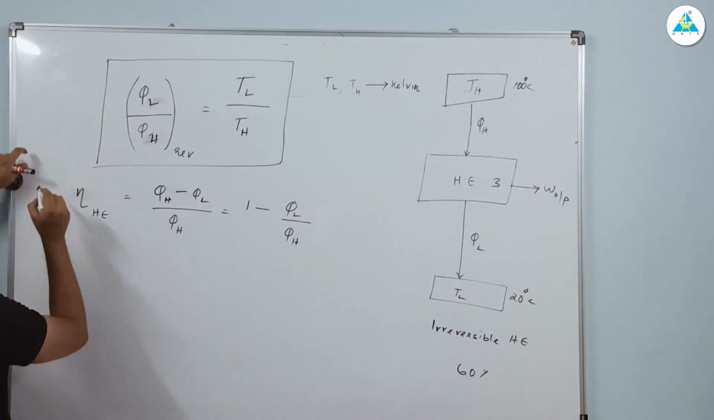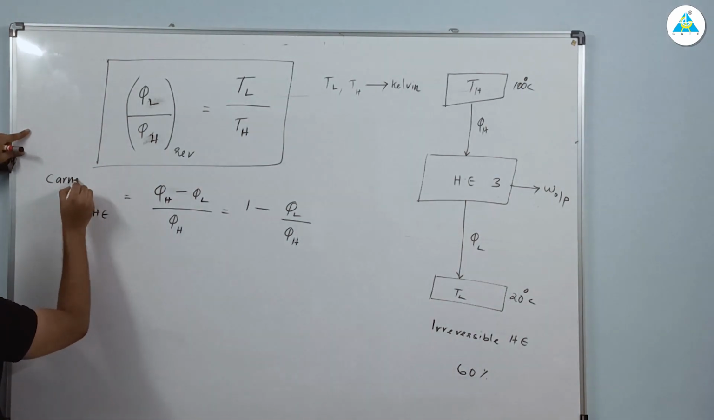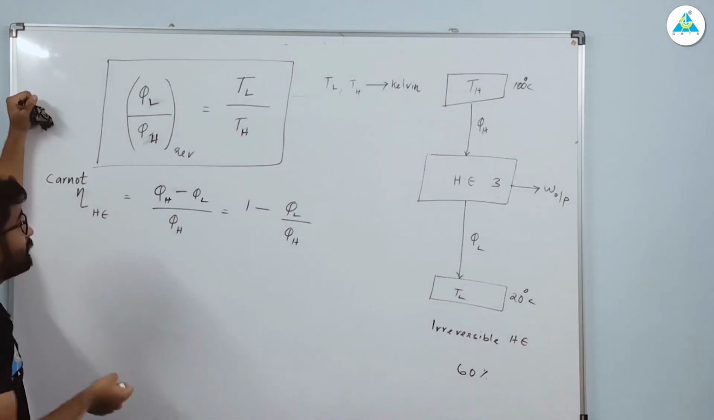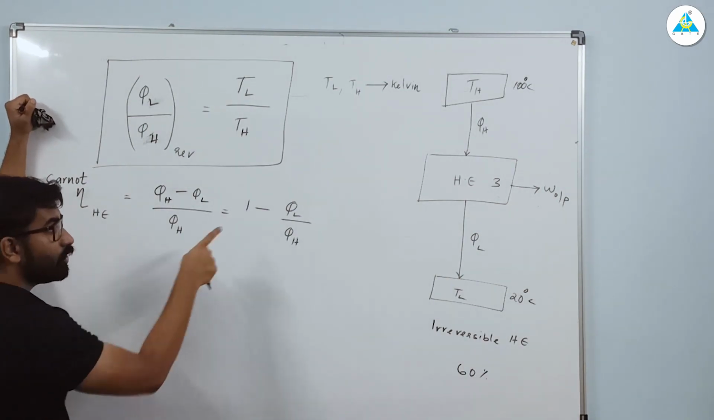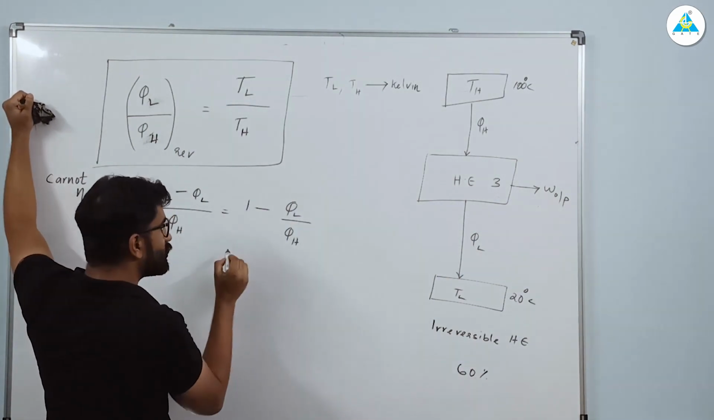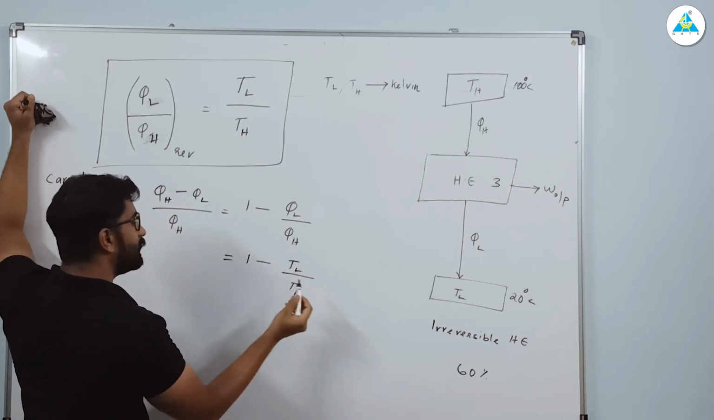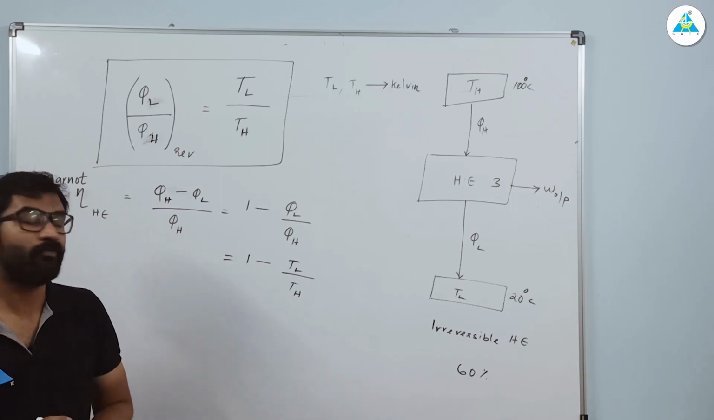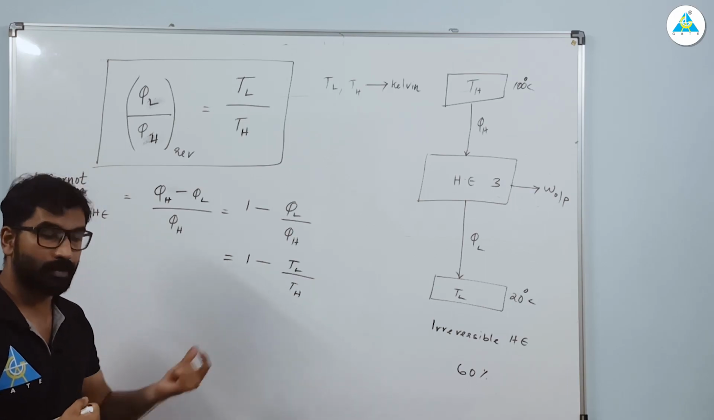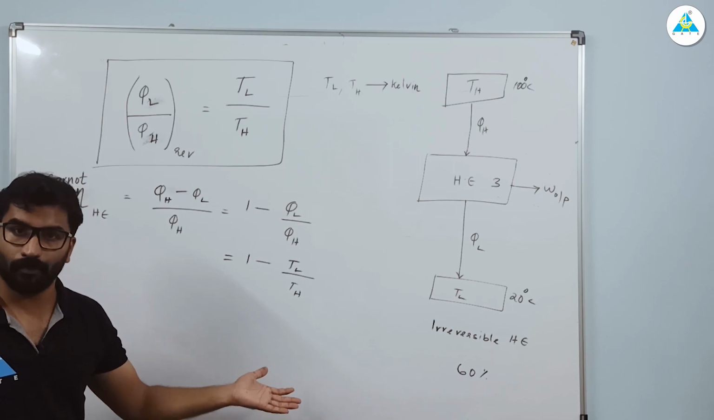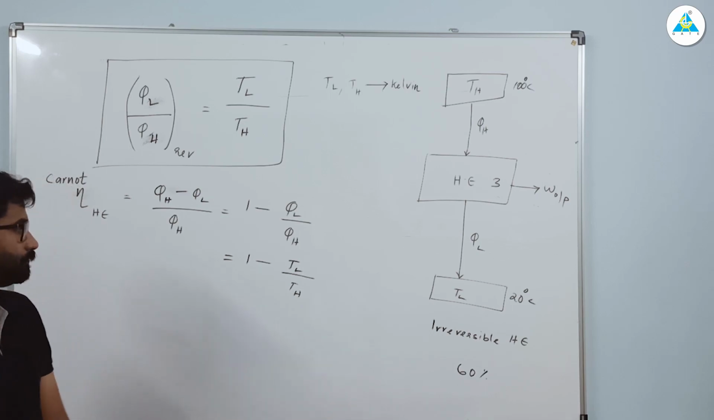Now, if it is a Carnot heat engine or a reversible heat engine, you can substitute the same equation as 1 minus TL by TH. You don't need the values of QL and QH if you have the temperatures TL and TH. Simple. Problem is solved.